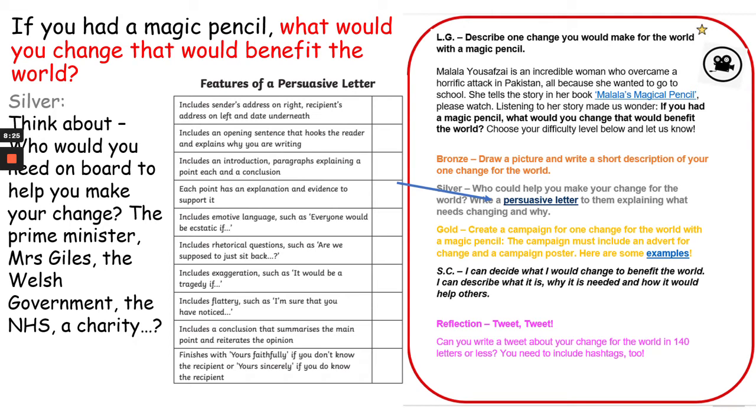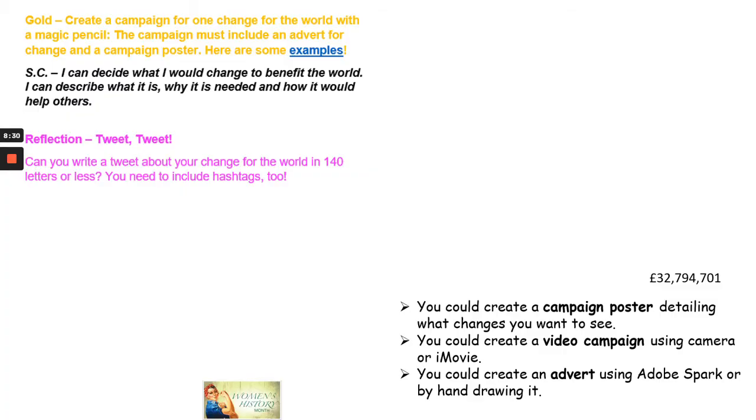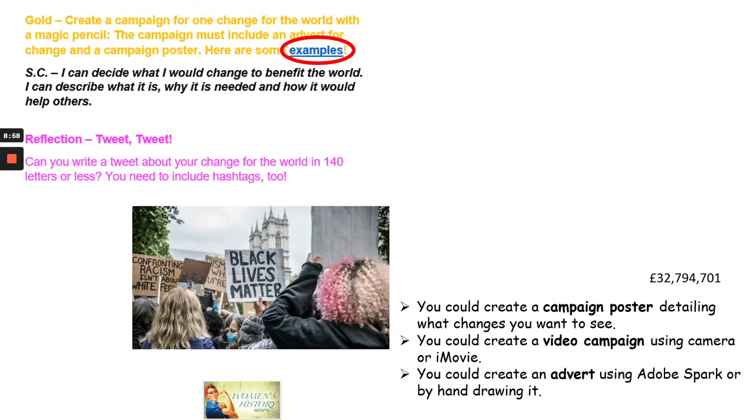Finally, the gold challenge. Now, this is probably, I think, the most exciting challenge on this blended learning menu. And it asks you to create a campaign for one change for the world with a magic pencil. The campaign must include an advert for change and a campaign poster. If you click on that word examples, which is blue and underlined, again, it is a link and it will take you to some lovely examples of different campaigns, including adverts and posters, which might help you.